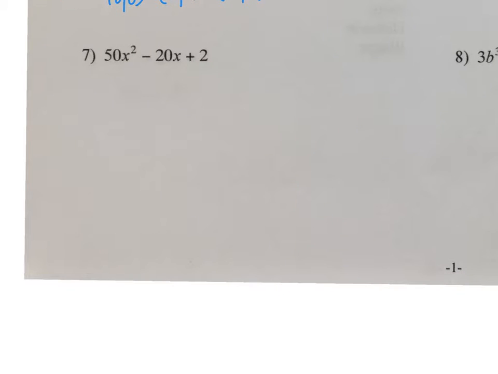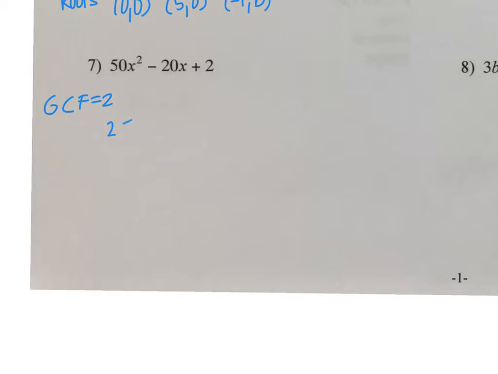All right, let's look at question 7. I notice here that I have a GCF. There's a number I can divide all of those by, and that's the number 2. So the GCF does not always, when you factor, match that first number. So I've got a GCF of 2, which is going to give me 25x squared minus 10x plus 1 when I divide.